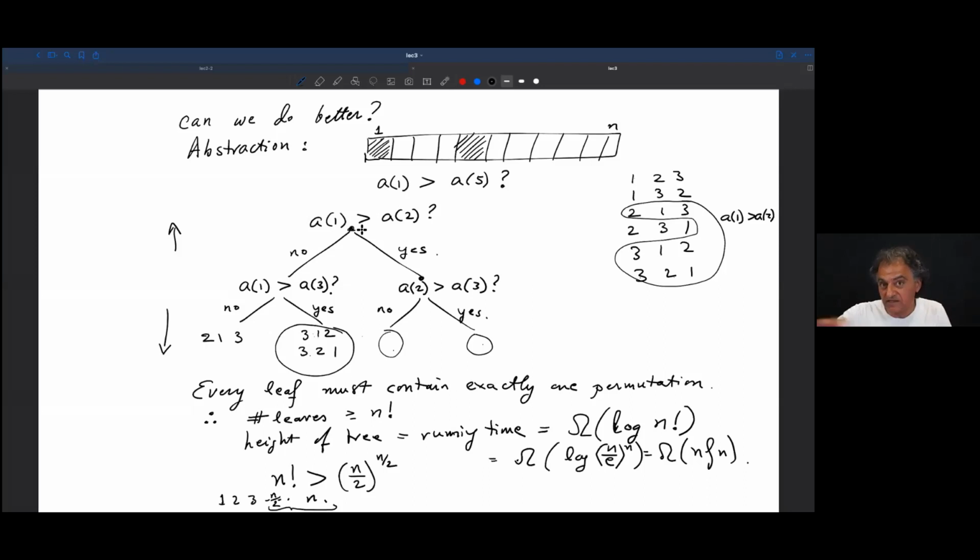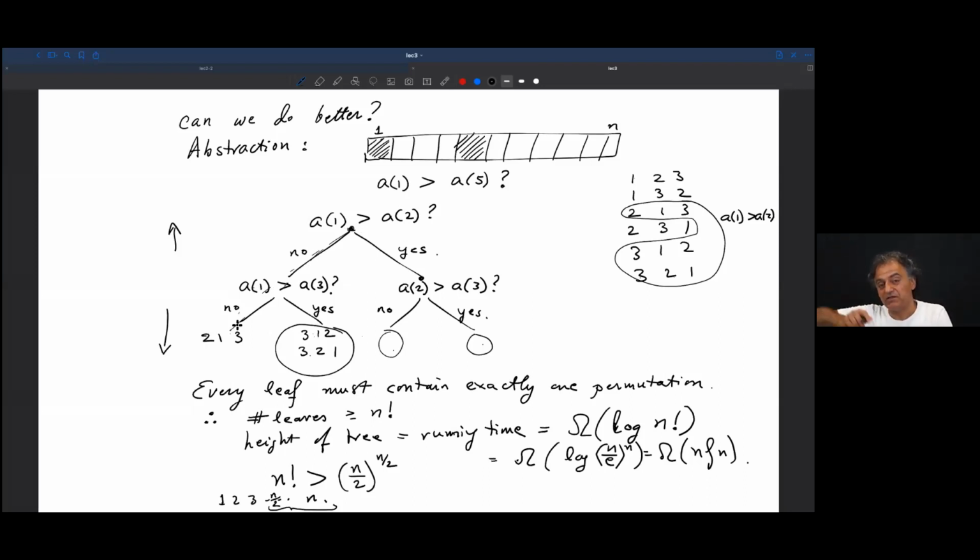So you fix an array and see how it goes down. If you have your input 2, 1, 3, then you ask, is A1 bigger than A2? No. So you go down this path. Then you ask, is A1 bigger than A3? No. Then you go down this path. So you fix your input and you choose a path down the tree from the root to a leaf.